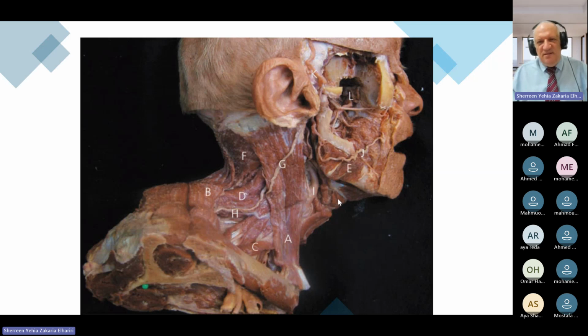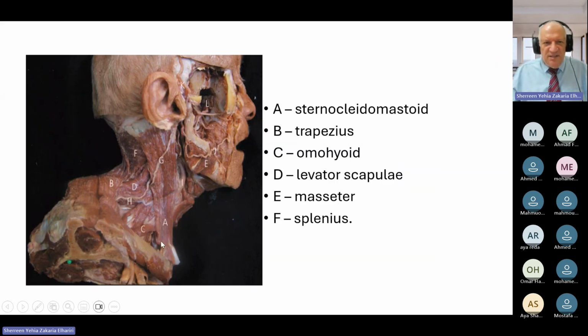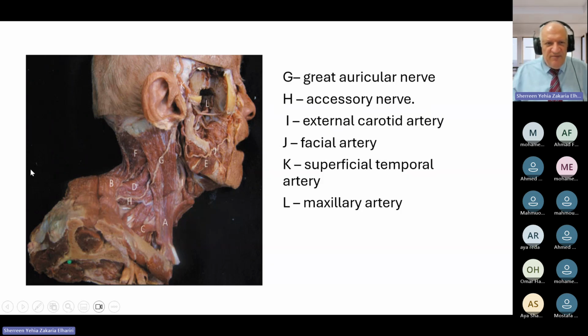I show you the same picture, but closer. As you mentioned, A is sternocleidomastoid, correct. B is trapezius, correct. C is omohyoid, correct. D is levator scapulae muscle. E, of course, masseter. F is splenius muscle. We have G, the greater auricular nerve, correct. H is spinal accessory, supplying both trapezius and sternocleidomastoid muscle.